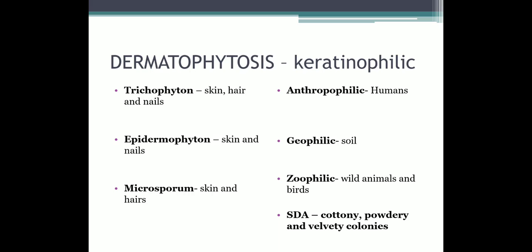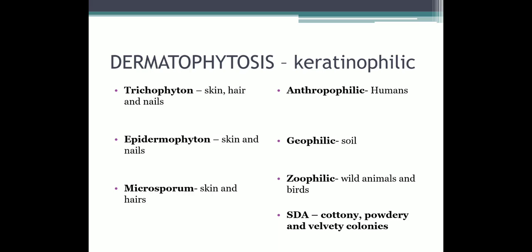Dermatophyte is called a skin plant in literal parlance. These are keratinophilic fungi, meaning that they have affinity for skin, hair, and nails. The species of dermatophytes are Trichophyton, Epidermophyton, and Microsporum. Trichophyton affects all the three tissues, whereas Microsporum affects only the skin and hair, and Epidermophyton affects the skin and nail. Depending on their habitat, they can be classified as anthropophilic, geophilic, and zoophilic.